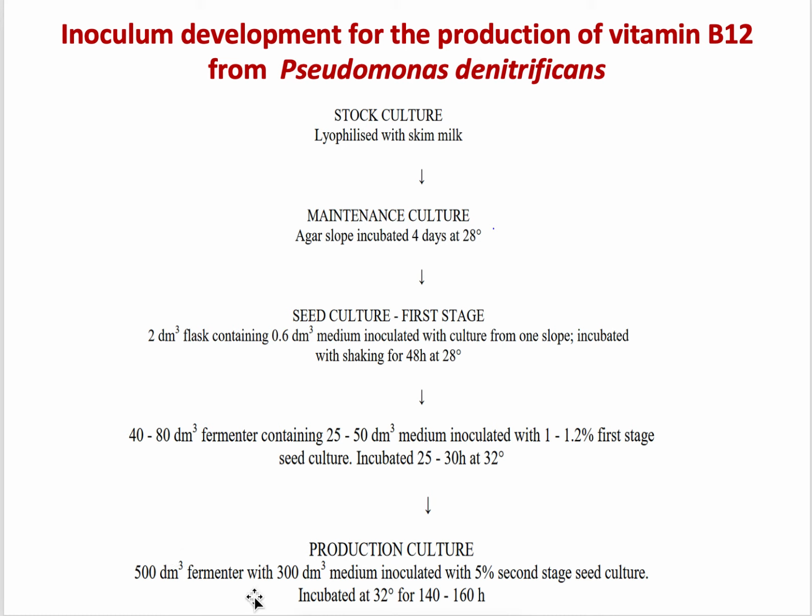The volume of media used is 300 dm³, and we have to inoculate 5% of this second stage seed culture into the media, and then incubate at 32 degrees Celsius for 140 to 160 hours. Then you will get the vitamin B12. After this you have to harvest the media, and collect and purify your vitamin B12.